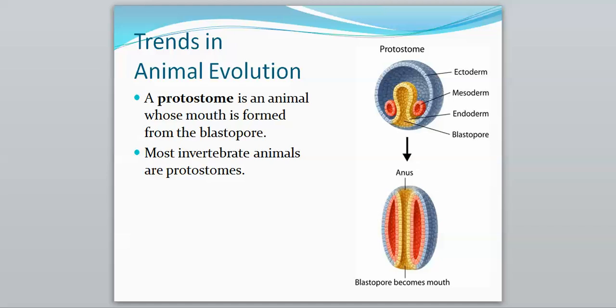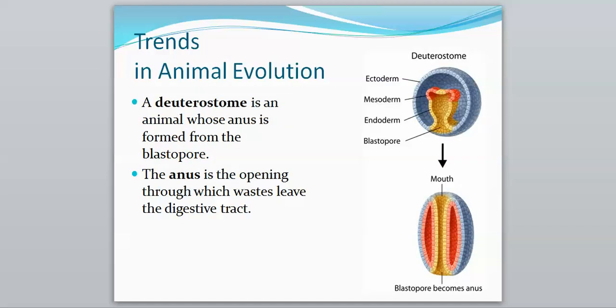So this is a way for us to say, oh look, these invertebrates are more closely related because they form the same way early on in their development. So that's showing that they're more closely related. That's the first way, protostome. The next one is a deuterostome, and this is an animal whose anus is formed from the blastopore instead of the mouth. The mouth eventually will form, but the first thing that is formed is the anus. And the anus, as we've heard before, is the opening through which wastes leave the digestive tract.